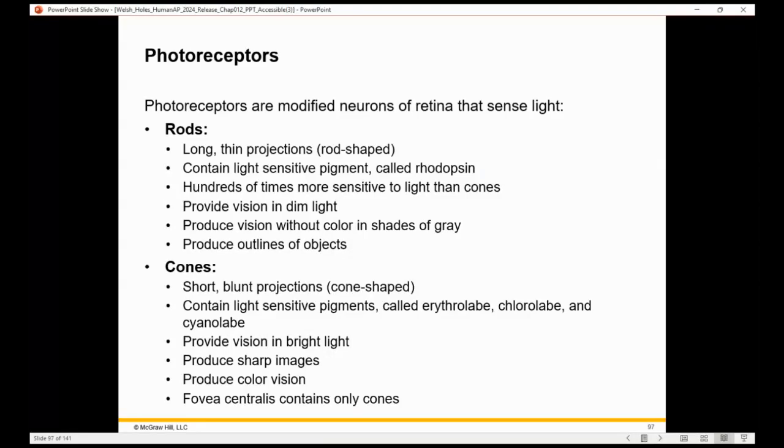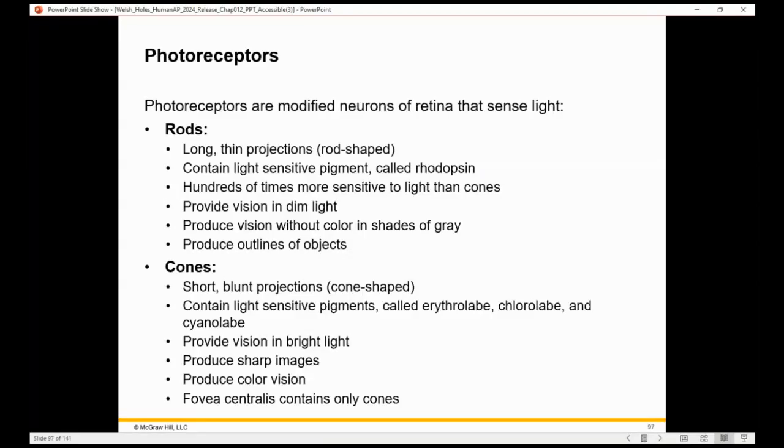All right, the photoreceptors. These are modified neurons of the retina that sense light. Rods are long, thin projections and are rod-shaped. They contain light-sensitive pigments called rhodopsin, hundreds of times more sensitive to light than the cones. They provide vision in dim light, and they produce vision without color, in shades of gray. They produce outlines of objects.